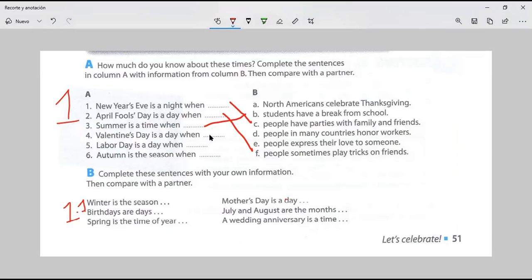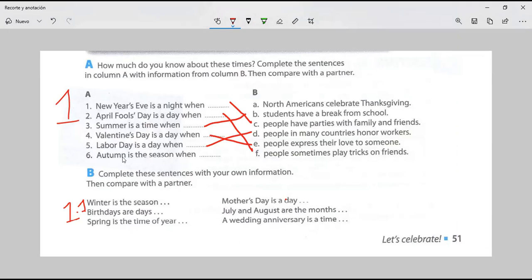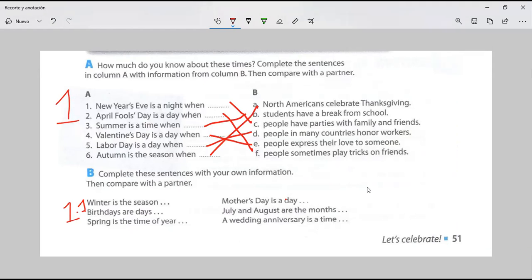Okay. Valentine's Day is a day when people express their love to someone. Correct. Yes. Right. Labor Day is a day when people in many countries are not workers. Yeah, Labor Day. And also, you know, labor, un comercial aparte, labor es cuando a woman is about to give birth, la cuestión de parto, okay? Labor de parto, it's labor too, all right? Continue. Okay, teacher. Autumn. The season when North Americans celebrate Thanksgiving. Yes, correct. And it's on the third Thursday of November, if I'm not mistaken. If it's not the last one, it's like the third over there.